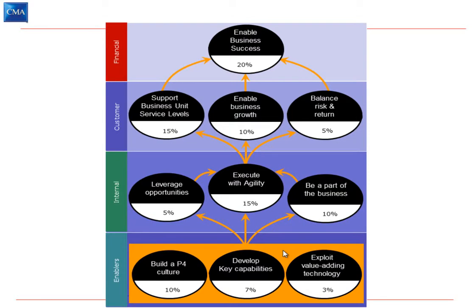If this is 100% of your strategy, what percentage of that 100% would we allocate to each of these strategic objectives? In this example, you can see that the theme or key objective for this year is all about being a part of the business so that we can execute with agility in order to support the business units and enable growth, all in aid of enabling business success. So the weighting allows everyone in the organization to understand where their priorities should be, whether that's headcount, time, managerial focus.